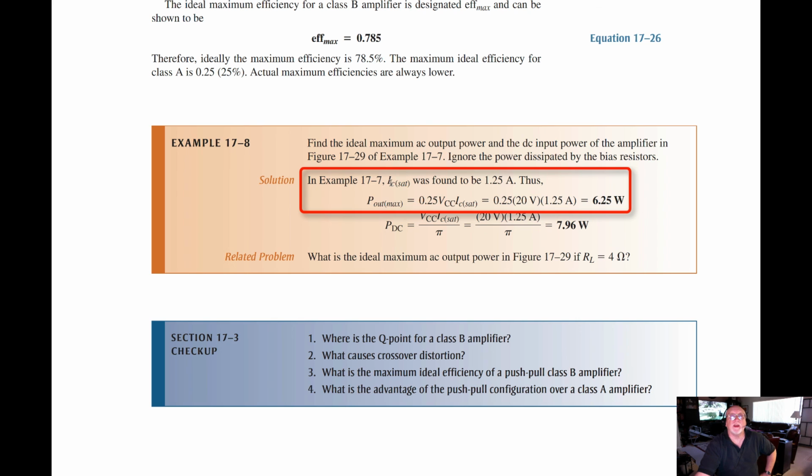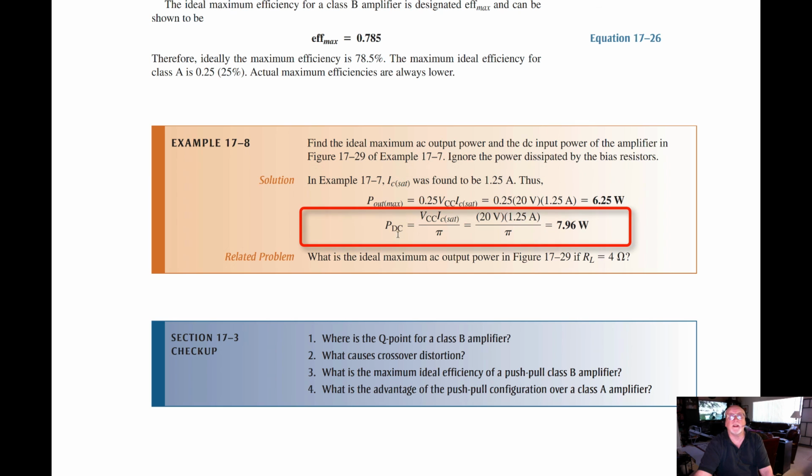In the example, IC sat was found to be 1.25 amps, 1 1/4. Thus, the maximum power out, 0.25 VCC IC sat, is equal to 1/4 times 20 volts times 1 1/4 amps, which gave us 6.25 or 6 1/4 watts. Power DC, then, VCC IC sat over pi, gives us 7.96 watts.